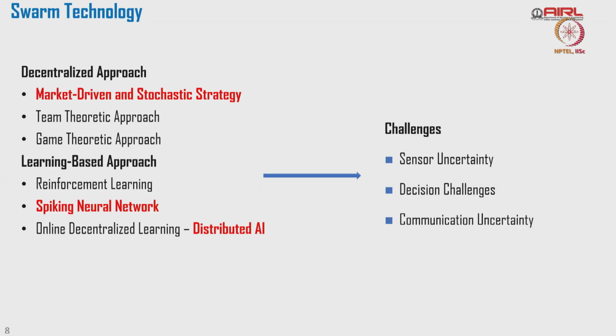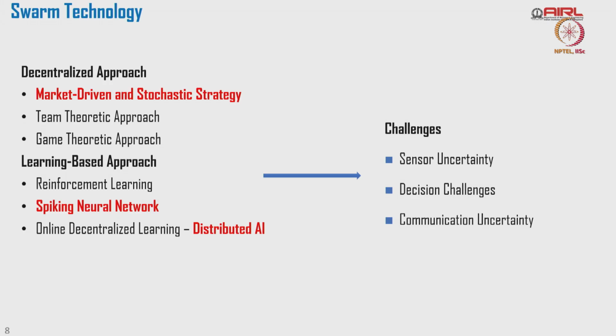Now, to make decisions, people use a decentralized approach because it is scalable, right. So I can use a decentralized decision making strategy. I can't guarantee optimality, but at least locally optimal is more than sufficient. I can use market driven, stochastic approaches, or I can use a team theoretic approach. That means when two UAVs see the target, they try to maximize the team benefit rather than their own benefit. They work as a team, right.